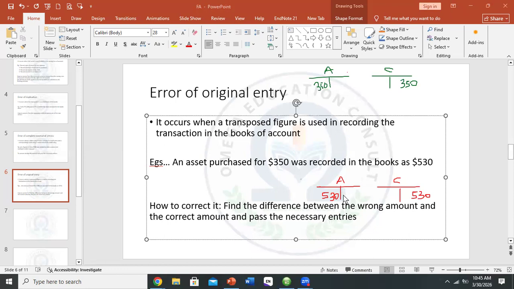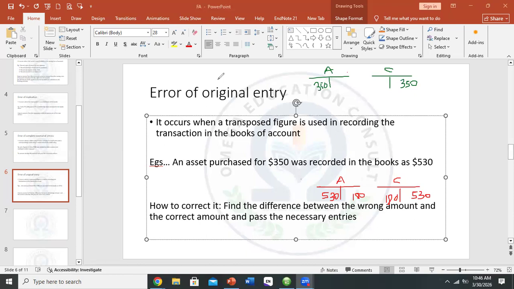Definitely we would have to credit the asset with the 180. But when you credit with the 180, you see that it's going to reduce the 530 to 350, right? So you credit the asset with the difference, 180. If you debit, you rather be increasing it. So you need to credit so that it reduces it to 350. And then in the cash account, you debit with 180 to reduce it. Okay, but the key thing is that you find the difference between the two figures and you pass the necessary entry. Okay, so there's error of original entry.